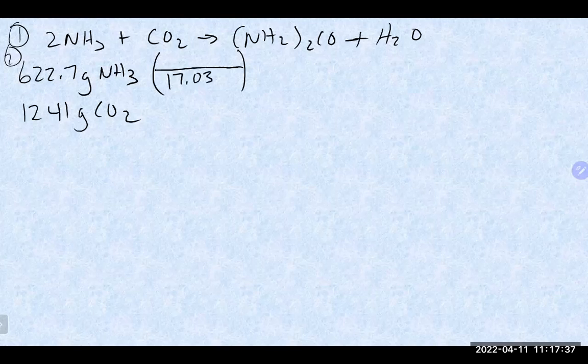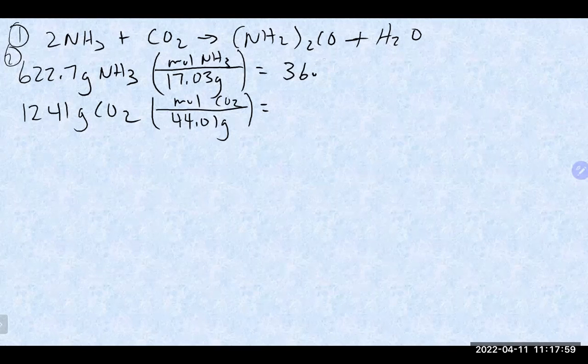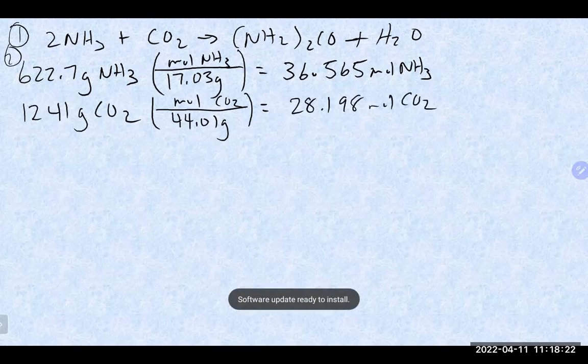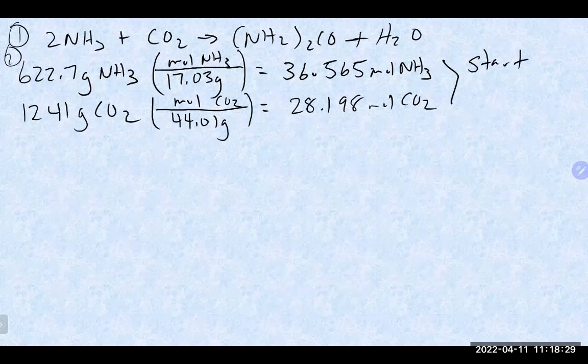We'll do 17.03 grams per mole for our NH3, and 44.01 there for our CO2. That looks like for our NH3, we end up with 36.565, we'll take a couple digits here, moles of NH3. 1241 divided by 44.01 gets us 28.198, looks like. Any questions on that step there? This is, again, remembering our starting amount that we are given.